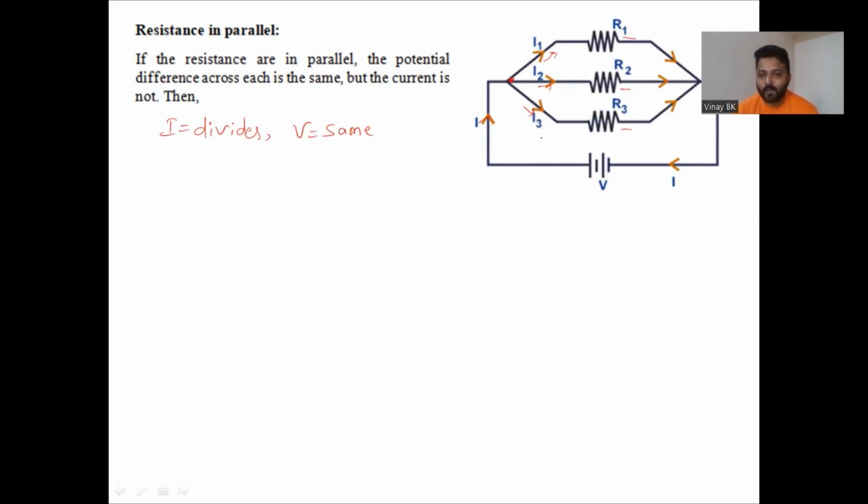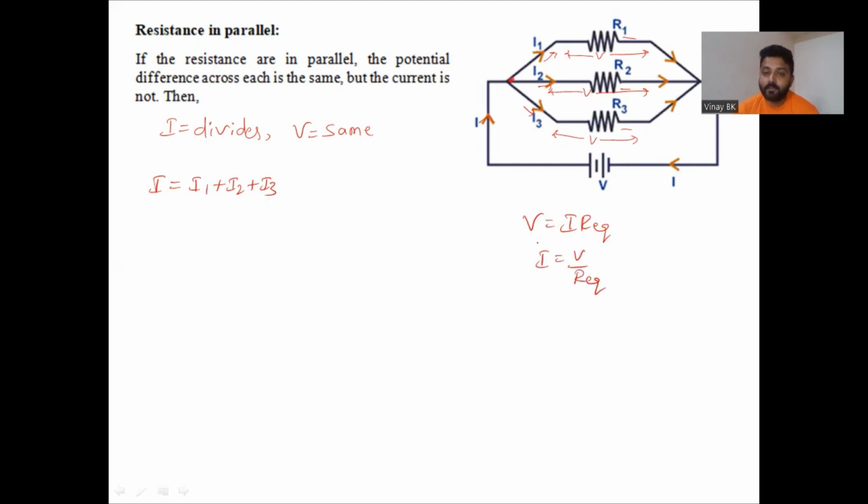That is, the voltage across R3 is also V, the voltage across R2 is also V, and the voltage across R1 is also V. But total current I is given by the sum of the divided currents. That is, I equals I1 plus I2 plus I3. So you can substitute the value of I. You know that total voltage V is given by I into R equivalent. Okay, so I can write it as V divided by R equivalent.